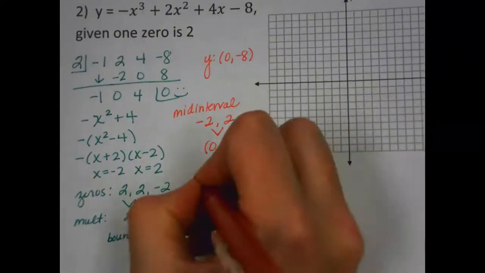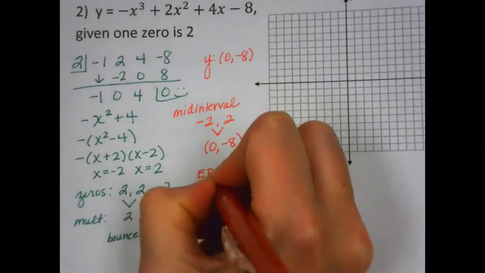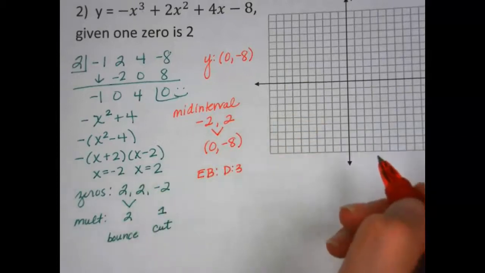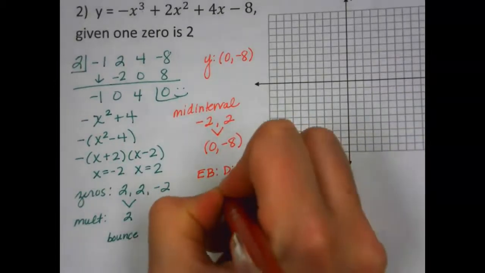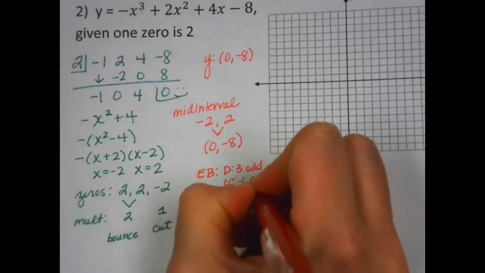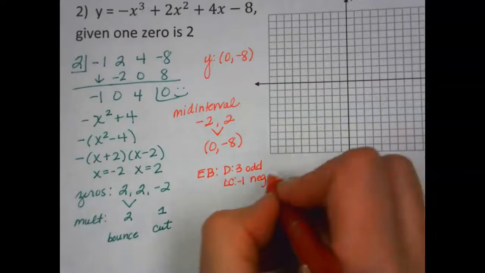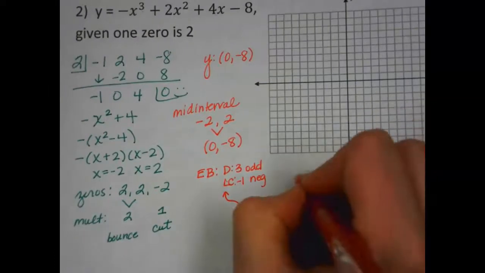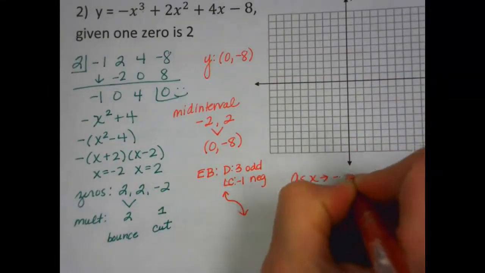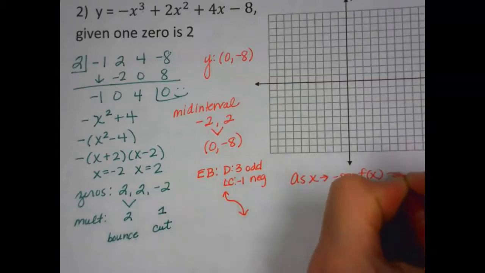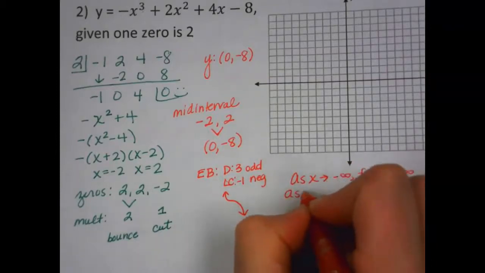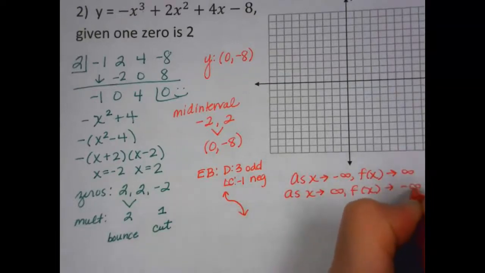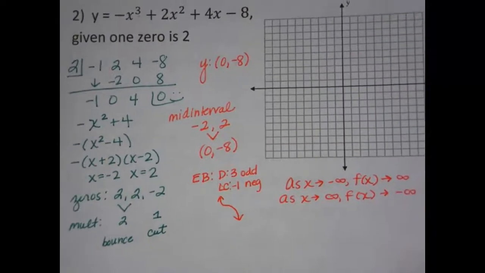So our mid-interval is the same thing as our y-intercept in this case. That's okay. All right, now let's do our end behavior. Our degree is 3. So that's an odd degree. Our leading coefficient is negative 1, so that's a negative, which means it's going to look like a cubic going down from left to right. So we would say as x approaches negative infinity, our graph is actually going towards positive infinity. And as x approaches positive infinity, our graph is going towards negative infinity. So opposite of what it looked like last time.